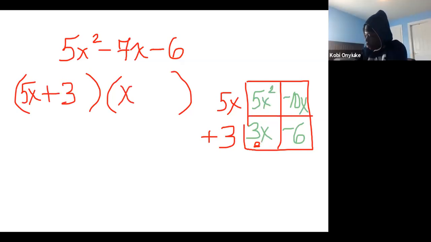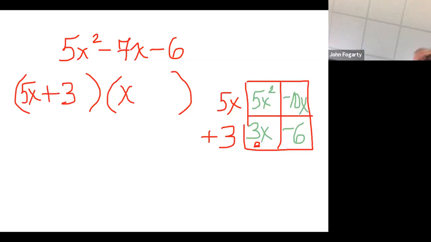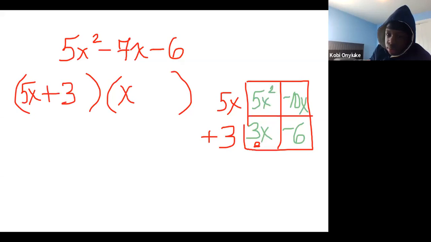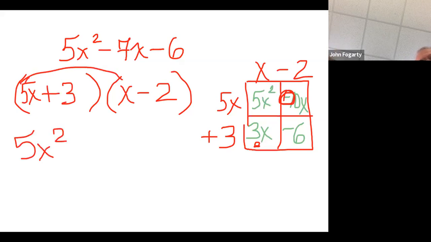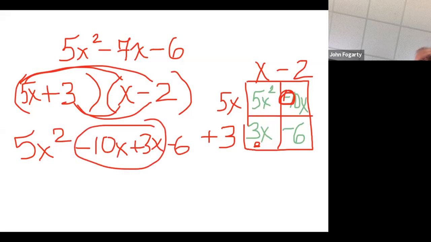X. Yep. And then we're going to go up the next column. It's going to be -2. Yes, it's 2, right? So this is 2, and it gets a negative because that's a negative, right? And then you can go like this. Check yourself. 5x squared minus 10x plus 3x minus 6. Combine your like terms.